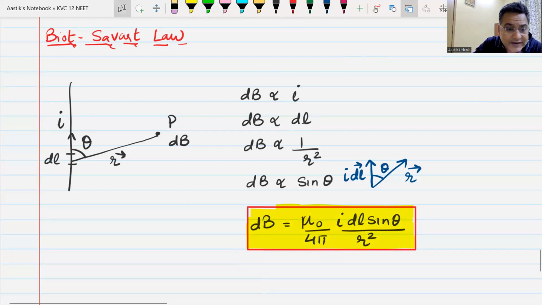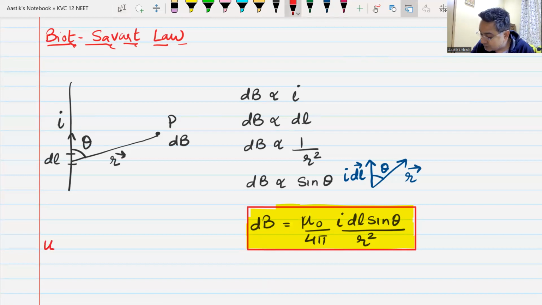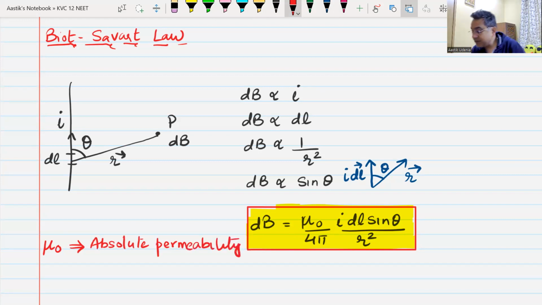This is the formula for the magnetic field created by a current carrying segment, current carrying element, or small part of a current carrying wire. Here you must remember that this mu naught, which has come many times and no one asked me what it is. What is this mu naught known as? No one asked me. We did the entire magnetic field and no one asked me what is mu naught. It is known as the absolute permeability of free space, or vacuum.